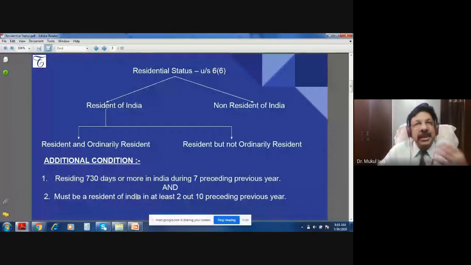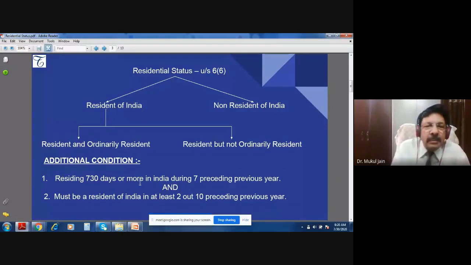If you repeat it 2-3 times, you will just remember them. 730 days or more in the past 7 years, and you must be a resident of India for at least 2 years out of 10 preceding years. If you meet either one of the conditions, or you don't meet any of the conditions, then you will be known as resident but not ordinarily resident. That's all. So to be called resident but not ordinarily resident means either you meet any one condition out of the two, or you don't meet any conditions.